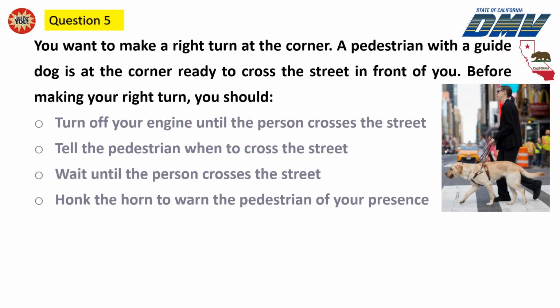Question 5. You want to make a right turn at the corner. A pedestrian with a guide dog is at the corner ready to cross the street in front of you. Before making your right turn, you should turn off your engine until the person crosses the street. Tell the pedestrian when to cross the street. Wait until the person crosses the street. Honk the horn to warn the pedestrian of your presence.